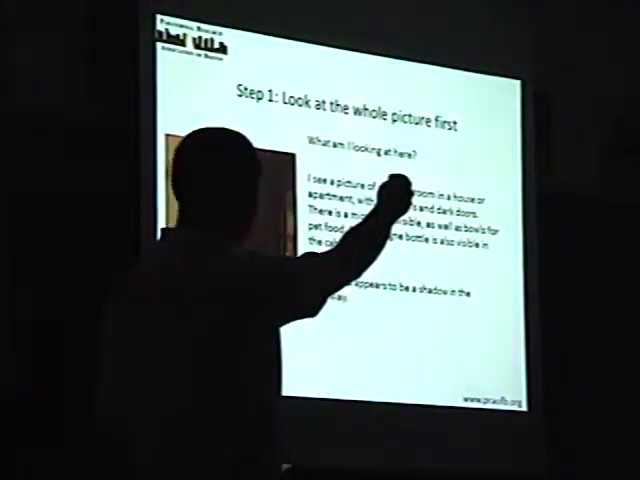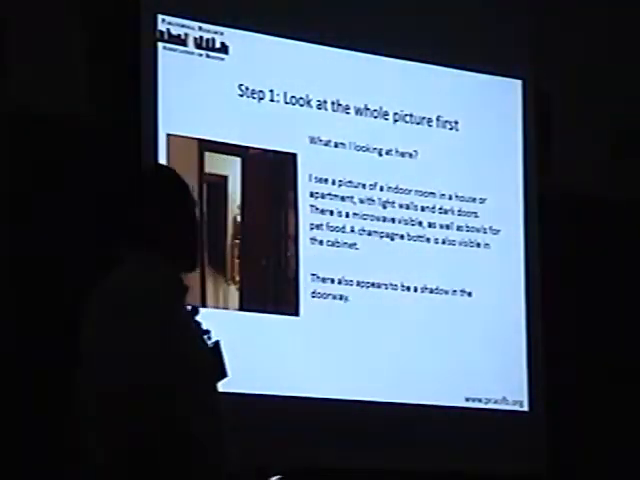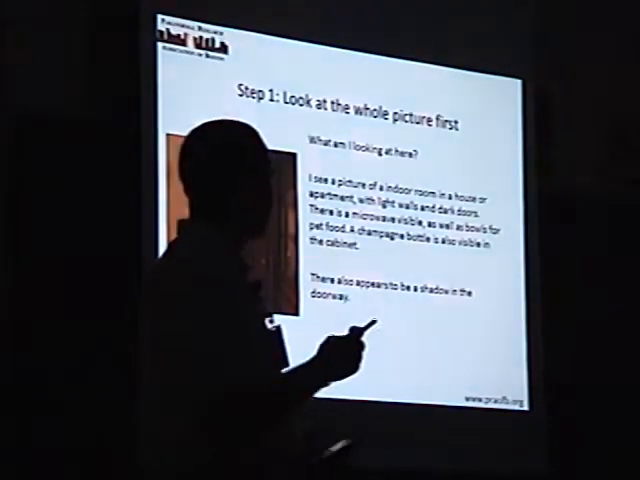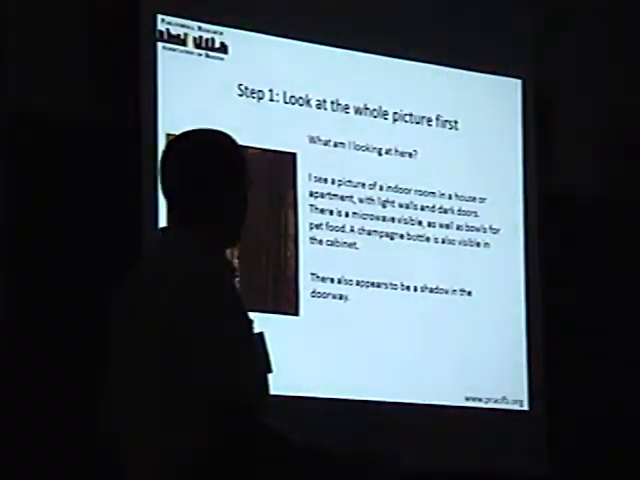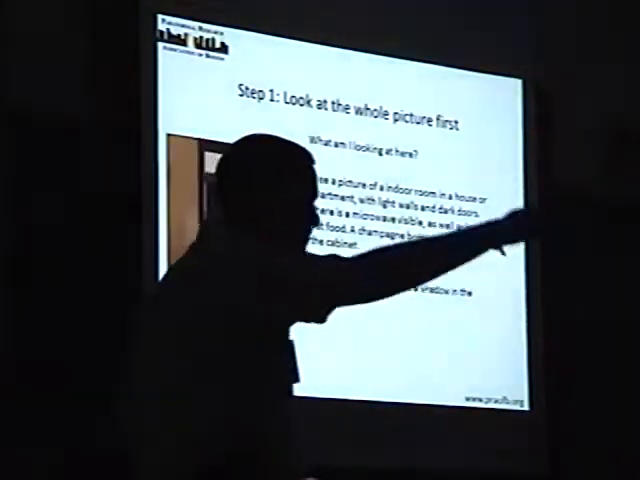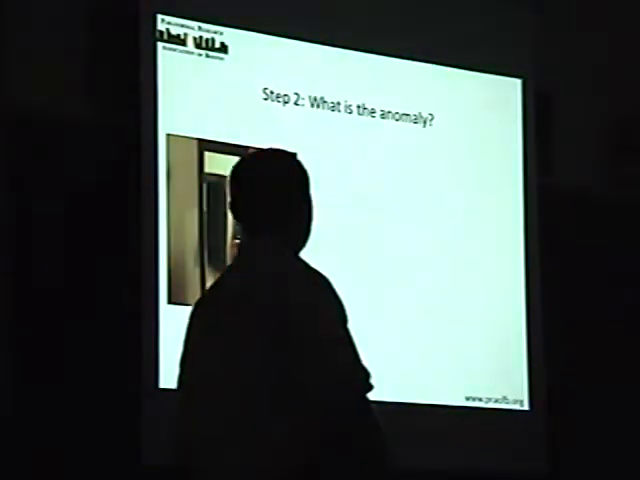What are you looking at here? I see a picture of an indoor room in a house or apartment with light walls and dark doors. There's a microwave as well as bowls for pet food. A champagne bottle is available in a cabinet. It appears to be a shadow in the doorway. Ooh. And that's the anomaly.